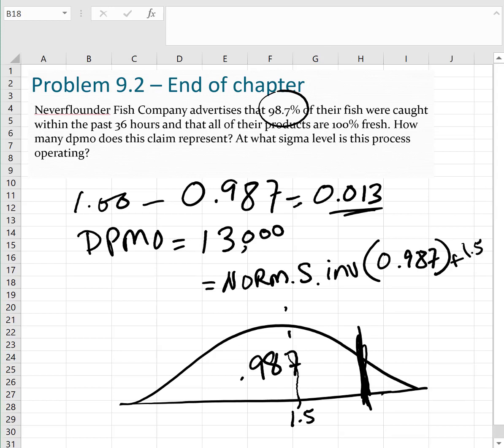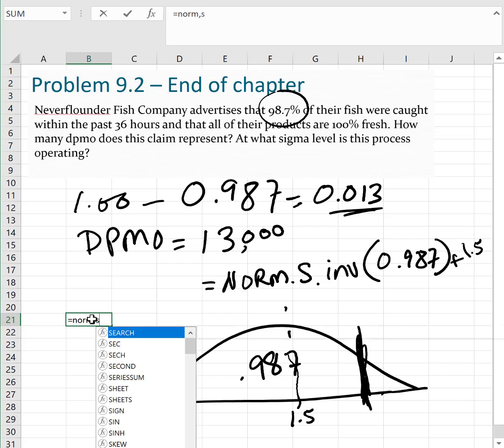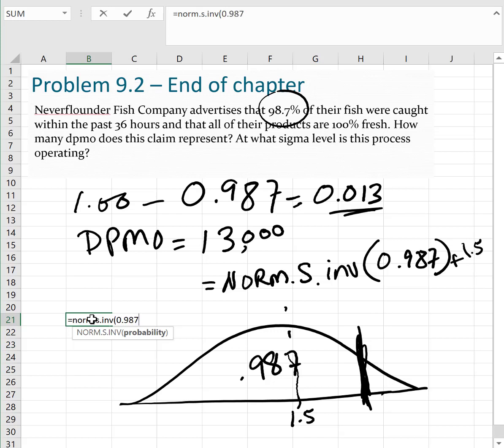So in this case, norm S inv of 0.987 plus 1.5, and we get 3.7273, almost 3.73 sigma.